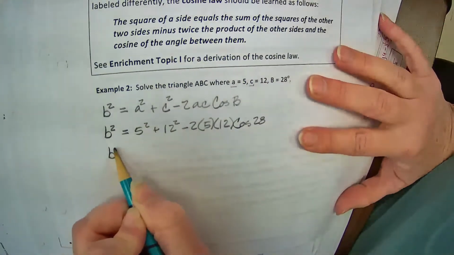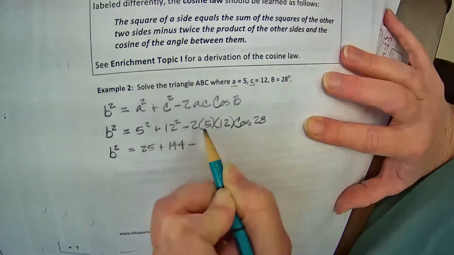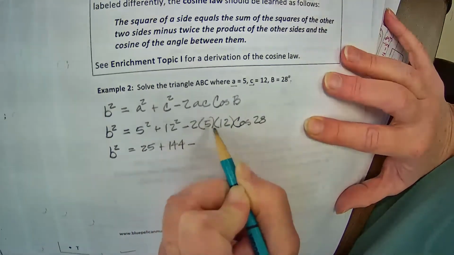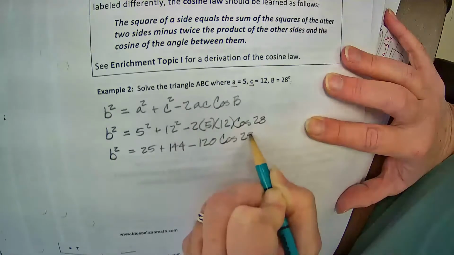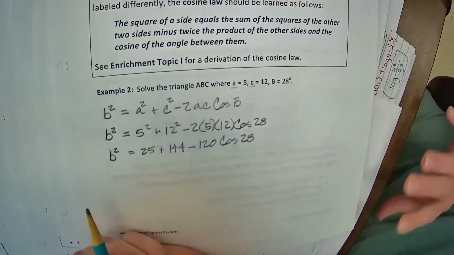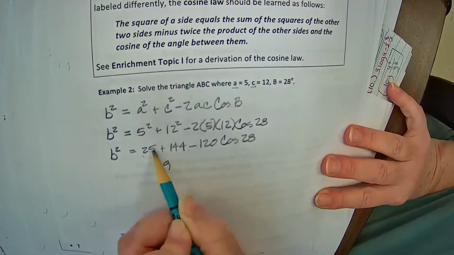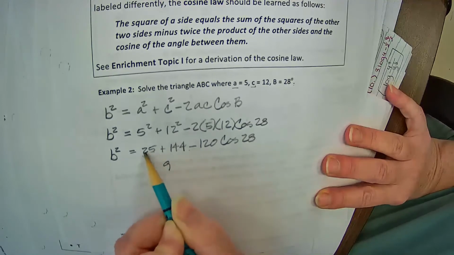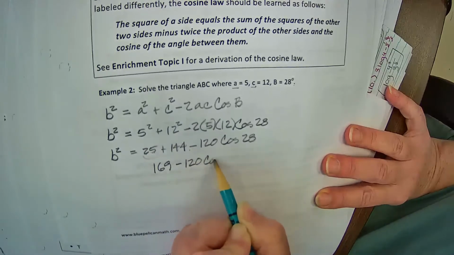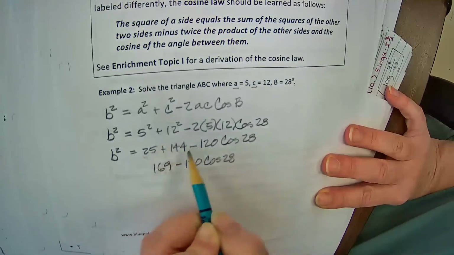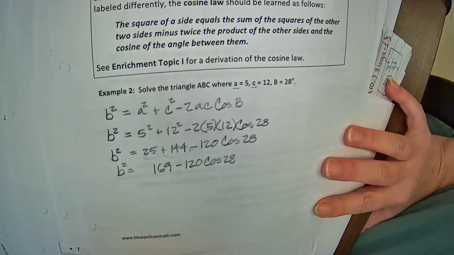So B squared equals 25 plus 144 minus 2 times 5 is 10 times 12 is 120 cosine of 28. All right, so 25 and 144, 169 minus 120 cosine of 28. 25 plus 144. Somebody double check me, but I think that's right. Yeah, I just put 44. I didn't put the one.